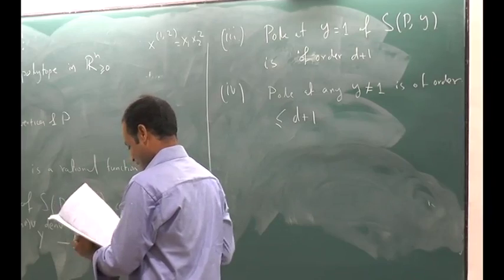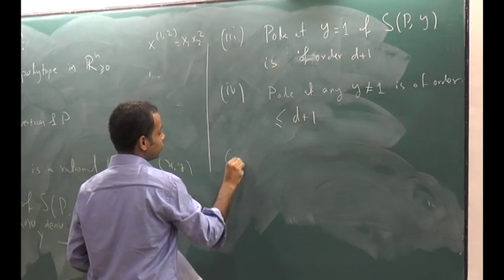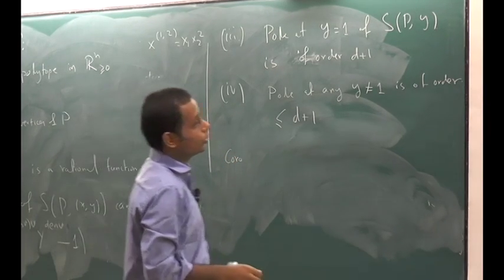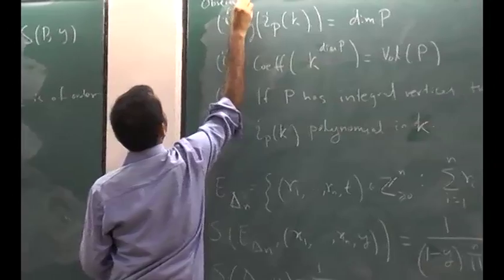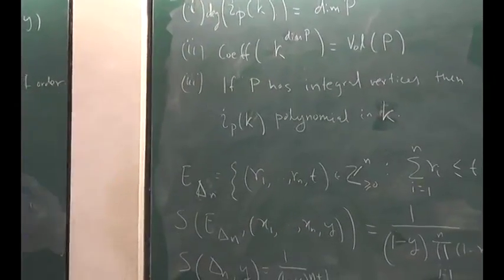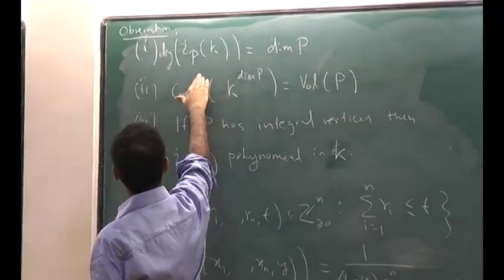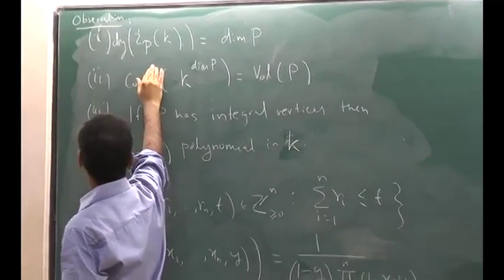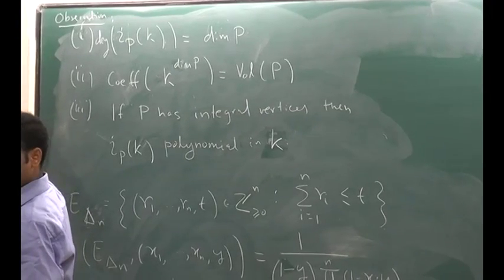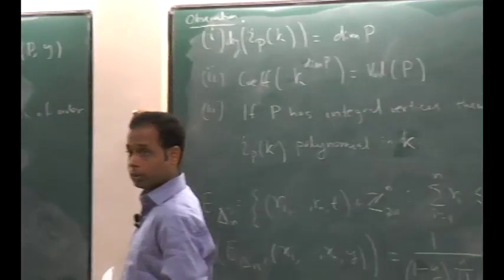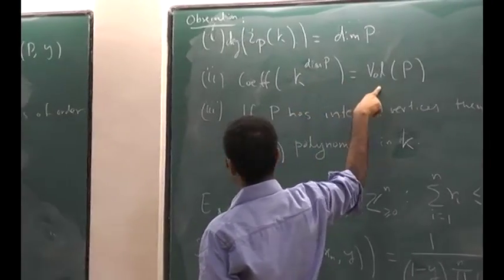We have less time. Some consequences. Let's say observations. I'm not writing it as a corollary. The degree of I_P(k) equal to the dimension of P follows from the fact that the pole at 1 is equal to the dimension of P plus 1, which is d plus 1. And the coefficient of k to the dimension of P is equal to the volume of P.